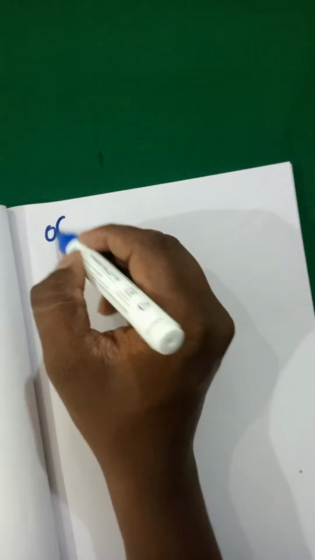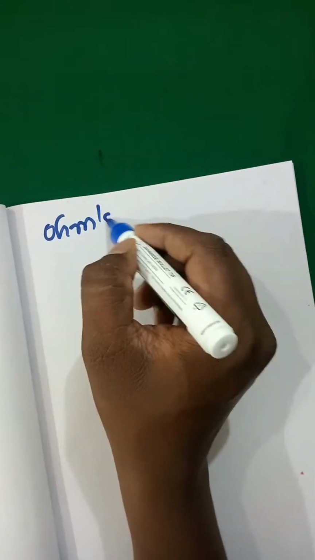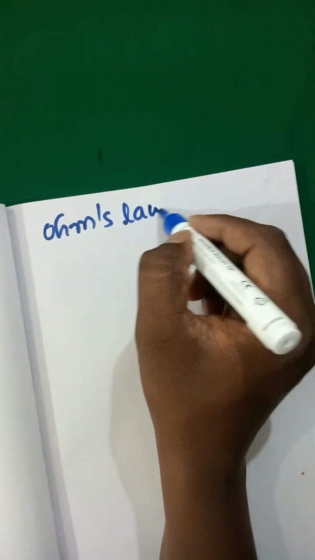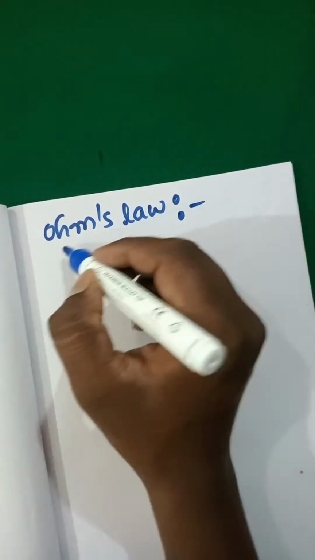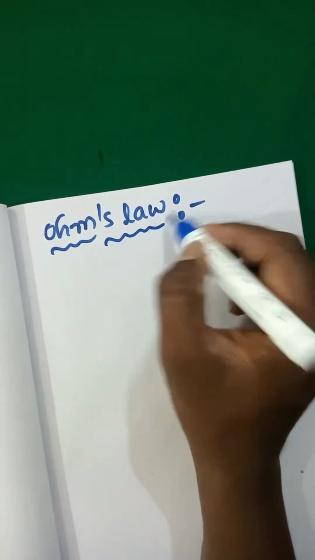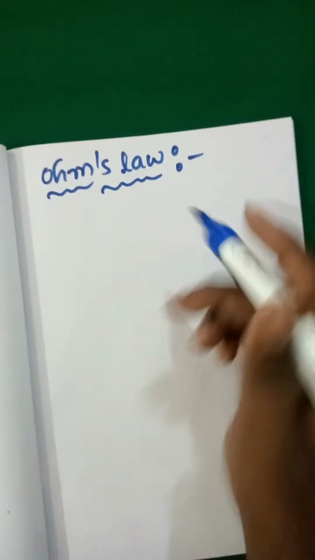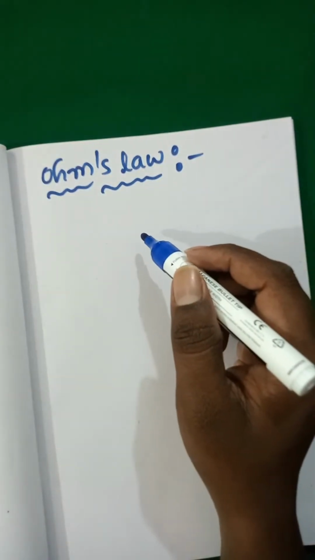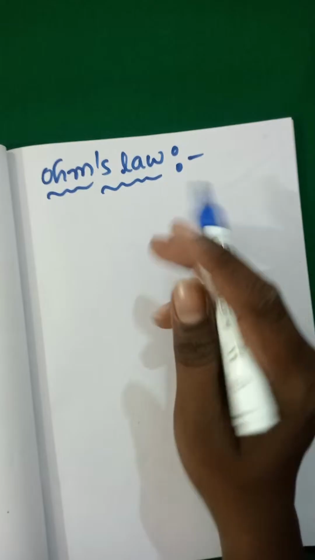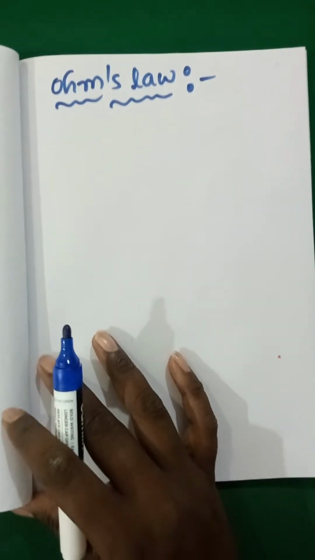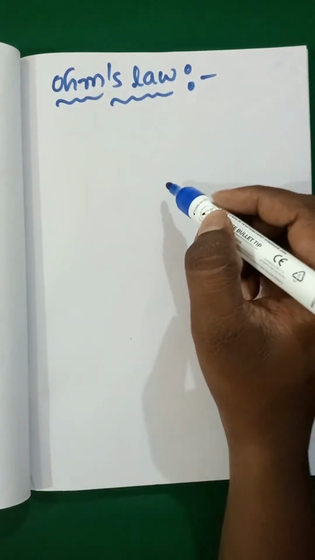Ohm's law I'm taking. Ohm's law: the potential difference across a metallic conductor is directly proportional to the current flowing through it. So I'm taking here.